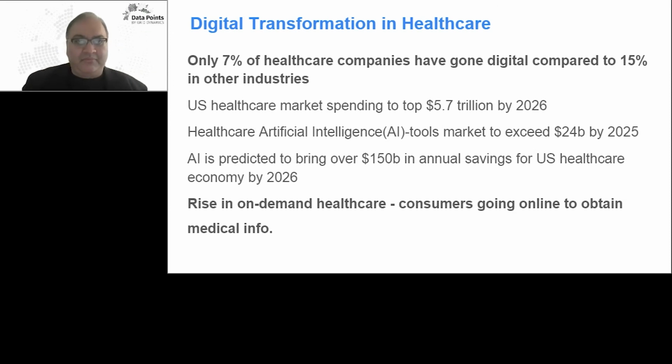Because healthcare is a big, massive industry, which can also be very expensive. We're also seeing a trend that there's a rise in on-demand healthcare, right? People are consumers and members, and people are actually going online far more frequently now to obtain their medical information needs. And this has been accelerated by the recent COVID-19 situation as well, right?